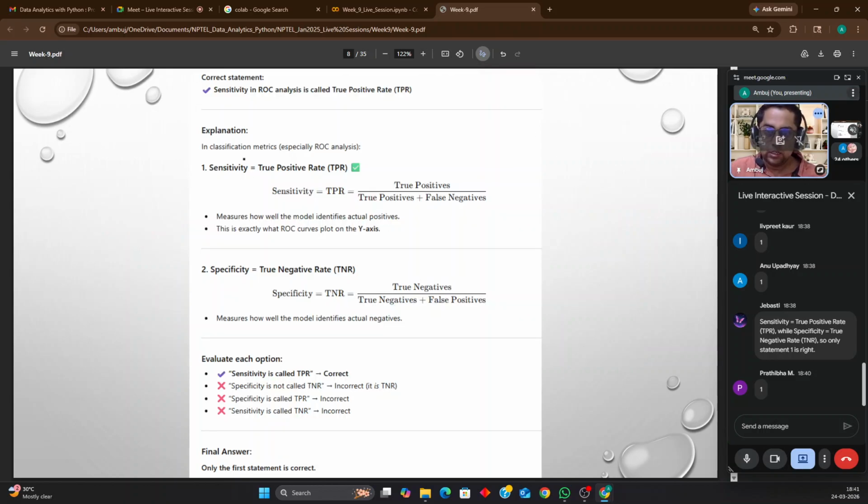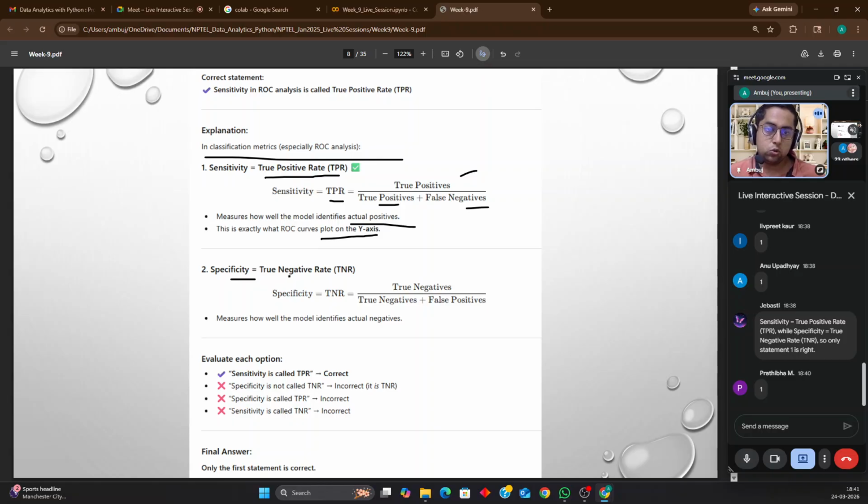In your classification matrix or ROC analysis, sensitivity will be equal to true positive rate. What is true positive rate? That is true positive over true positive plus false negative. It measures how well your model actually identifies the positives. This is exactly what the ROC curve plots on the y-axis.